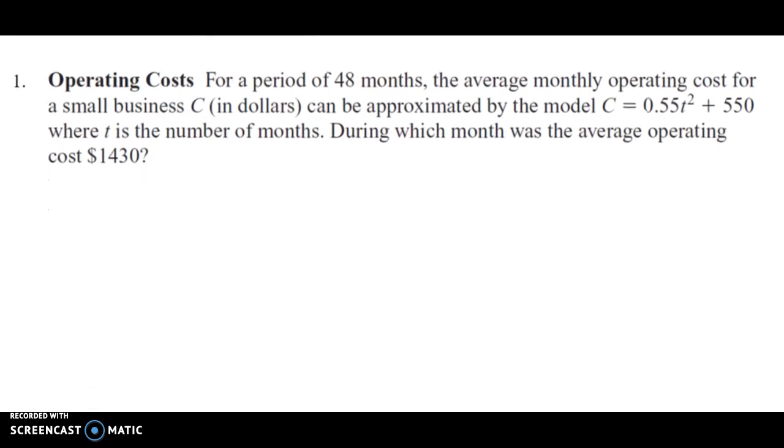Number one, for a period of 48 months, the average monthly operating cost for a small business can be approximated by that equation, where T is months and C is the cost. During which month was the average operating cost $1,430? So first of all, which of those letters is the cost? C. So I am going to plug in that number for C.